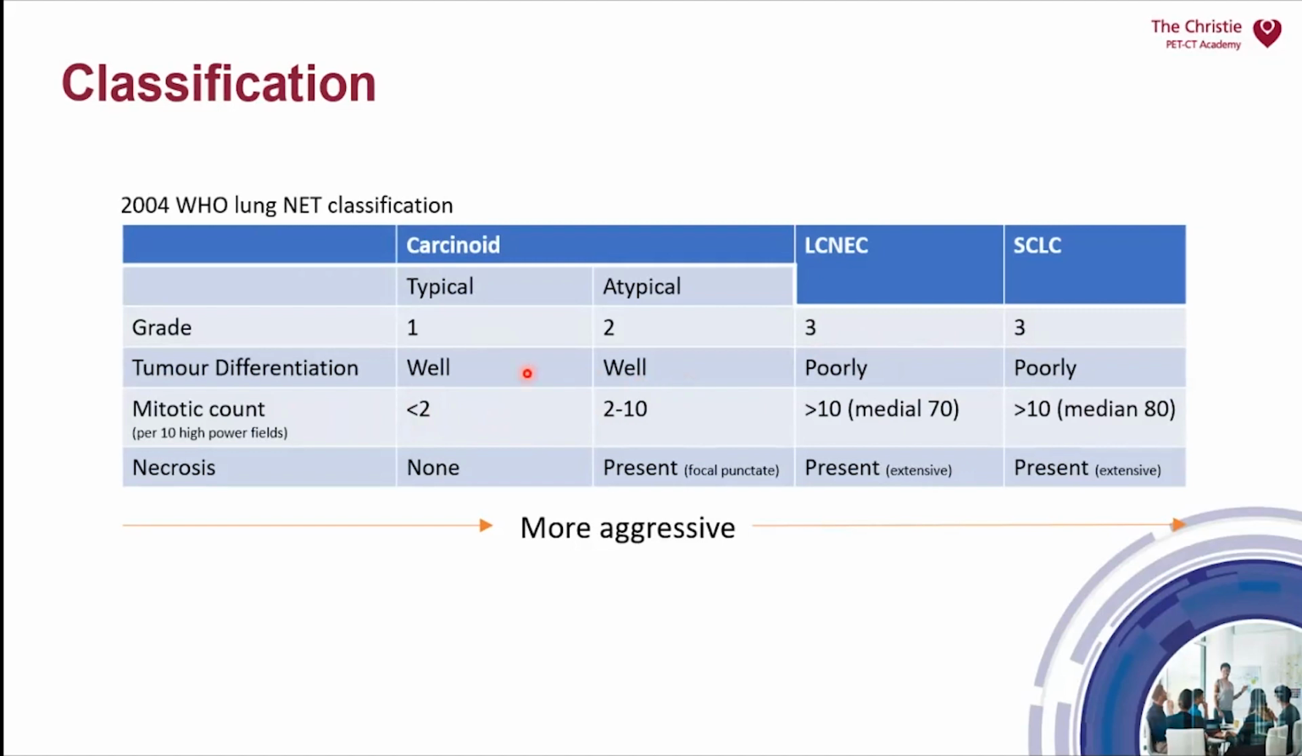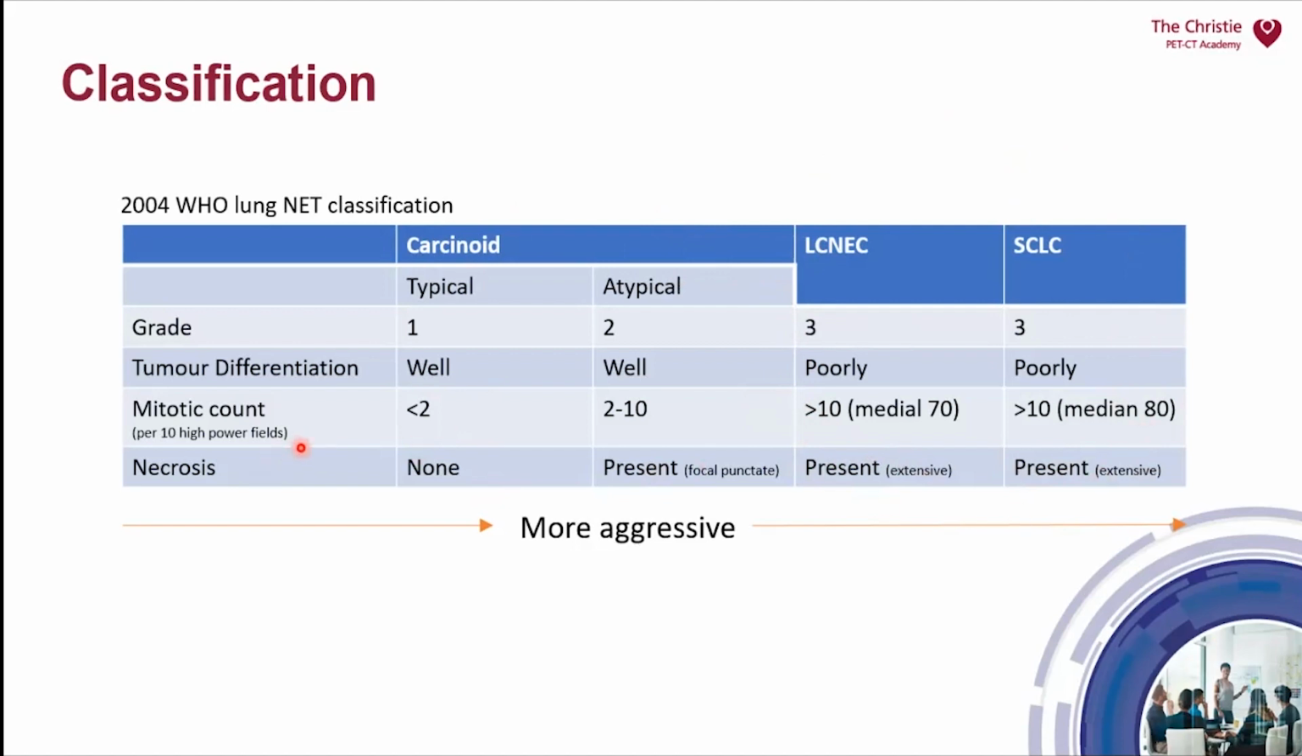If you have more cells dividing, that means your tumor is growing more quickly and behaving more aggressively. So these well-differentiated typical and atypical tumors have low mitotic counts. And you can see they're much lower than the higher grade tumors, which have dramatically higher mitotic counts. And actually the behavior of these typical and atypical tumors is sufficiently different to these high grade tumors that it's quite common and normal practice for a different group of doctors to manage these high grade tumors.